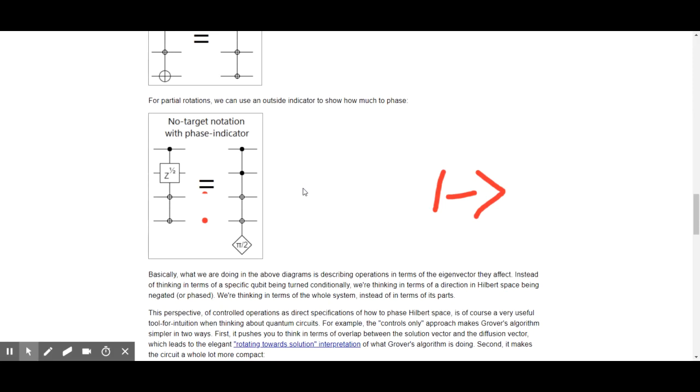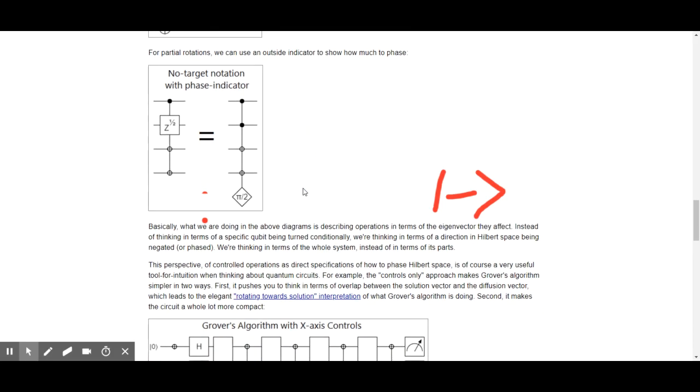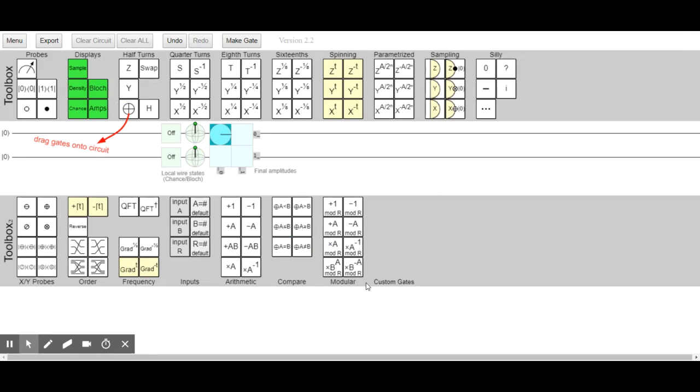So for partial rotations, we can use an outside indicator to show how much to phase. Okay. It's kind of interesting that it works even for those. Yeah, because that's not standard notation, I guess, and that's definitely not in here.